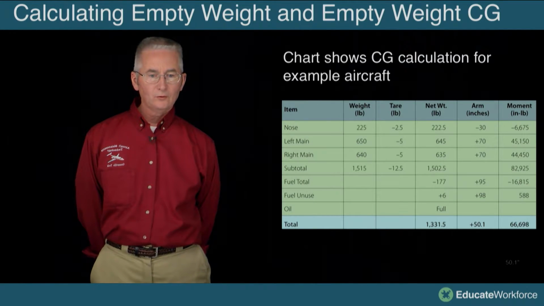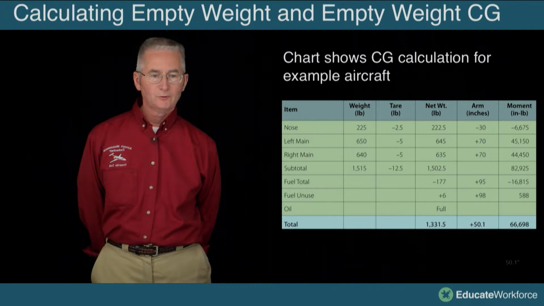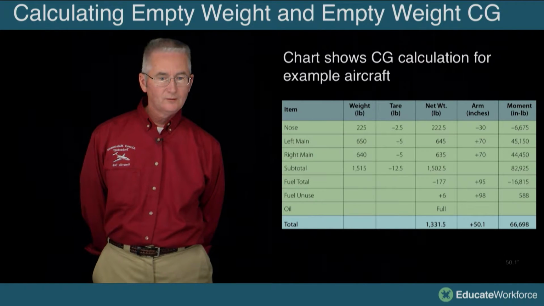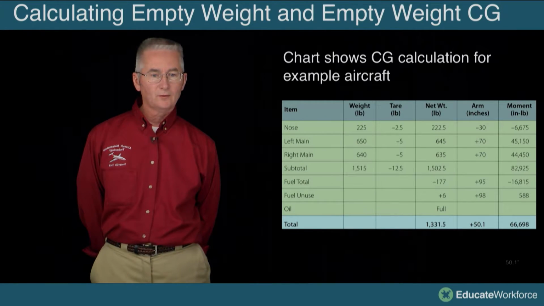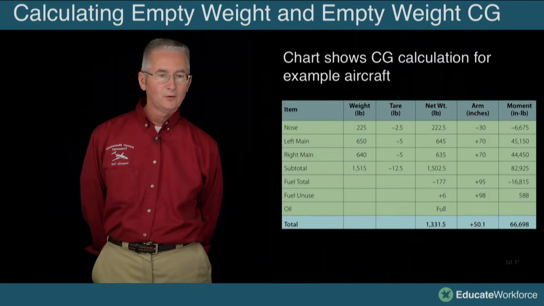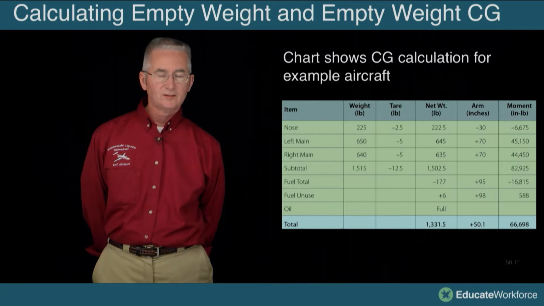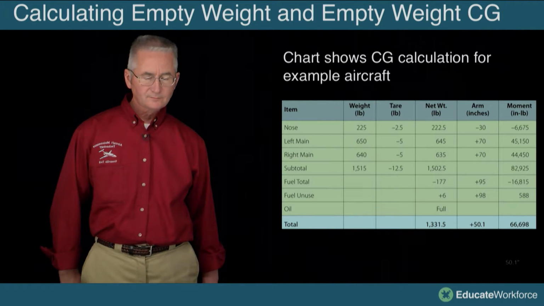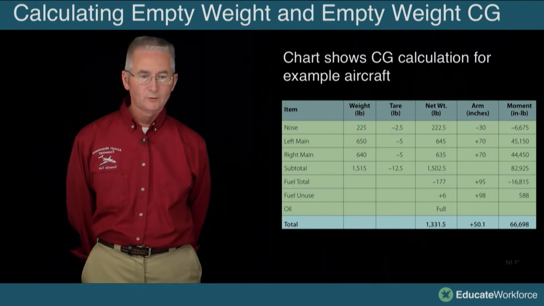We've got our nose weighs 225 pounds. We had a tare of 2.5 pounds, which was our chock, so we have to take that away because we're not going to fly with the tare weight. So we had a net weight of 222.5 pounds, an arm of a negative 30, or a total moment of a negative 66.75. Remember, that's a negative twisting. Remember, we said the moment is a twisting torque.